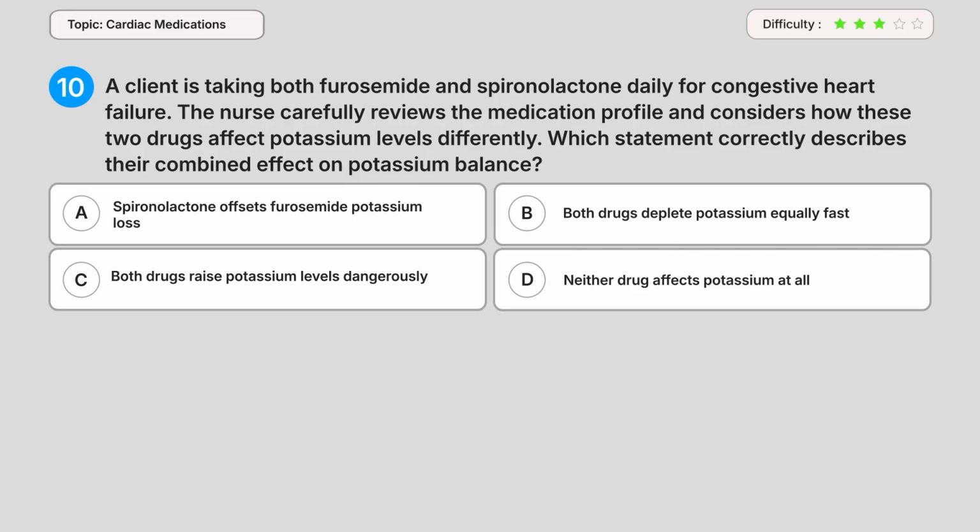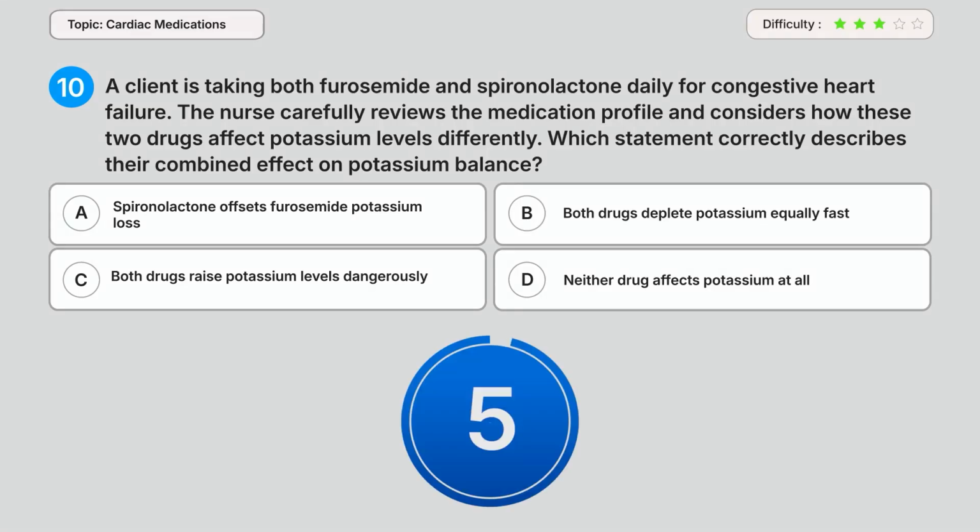A. Spironolactone offsets furosemide potassium loss. B. Both drugs deplete potassium equally fast. C. Both drugs raise potassium levels dangerously. D. Neither drug affects potassium at all. Can you guess the answer?